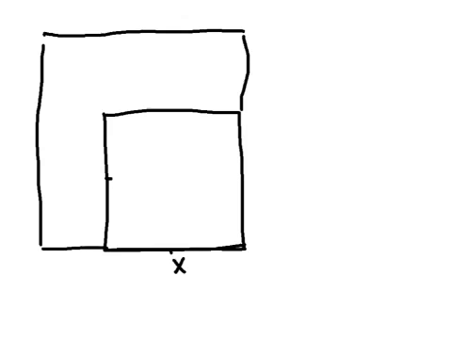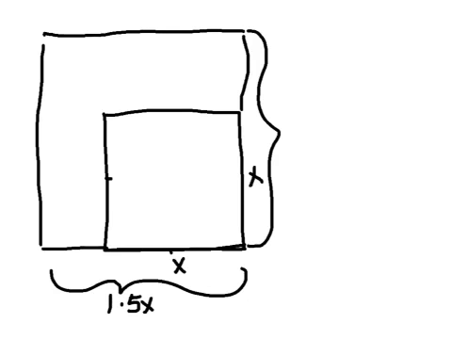We'll call this x, and we'll call this 1.5x. Okay, and this is x, and this is 1.5x. Okay, so how does the perimeter of the larger square compare to the perimeter of the smaller square?